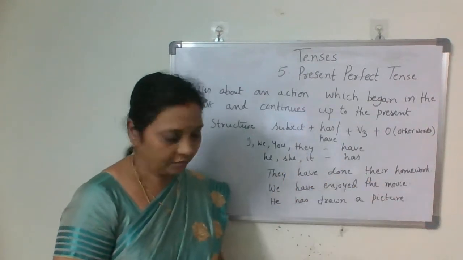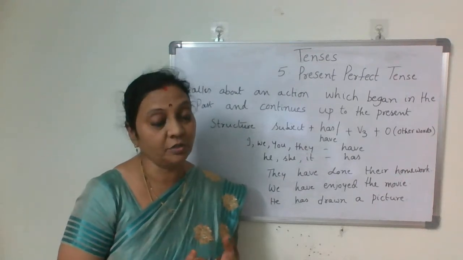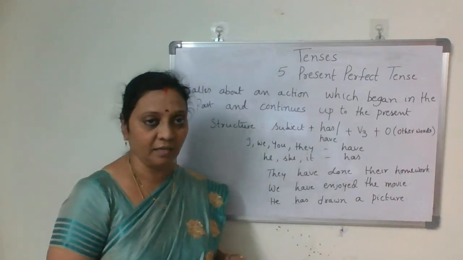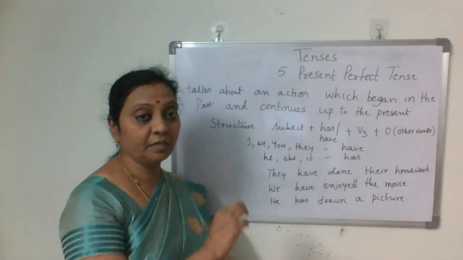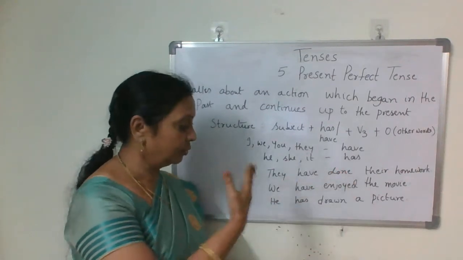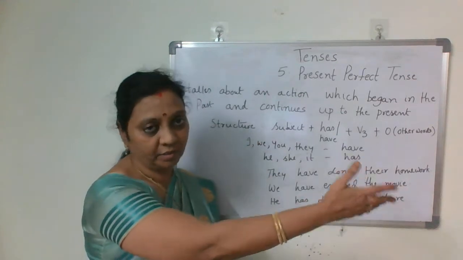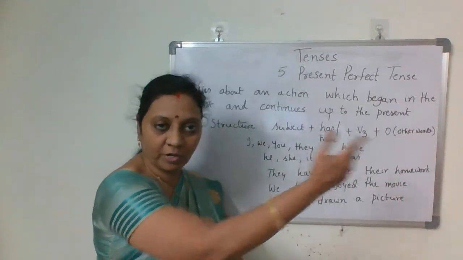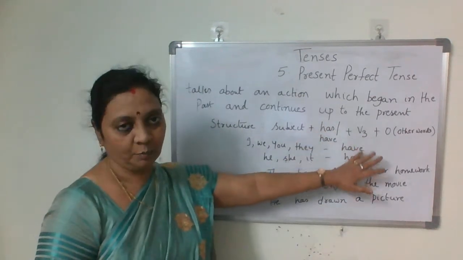Similarly, we have enjoyed the movie. He has drawn a picture. He. After that, look, has I am using. After he, she, it, we have to use has, isn't it? So he has drawn a picture. Draw, drew, the third form, drawn. Similarly, enjoy, enjoyed, enjoyed. Third form we are using everywhere. So has or have plus V3.